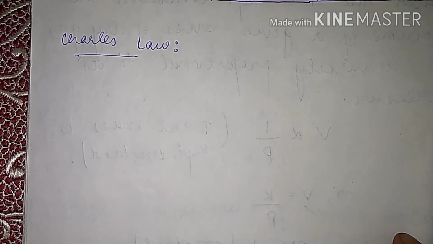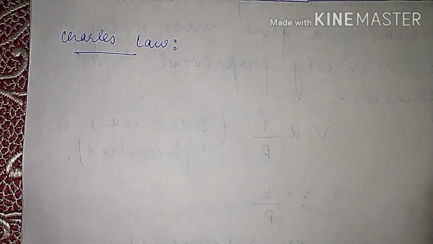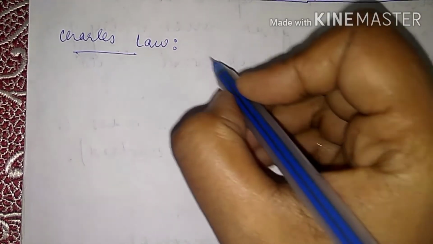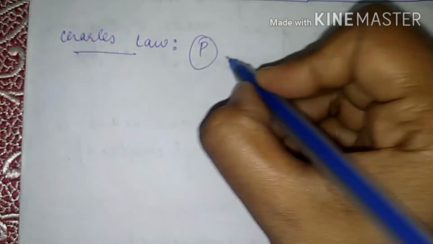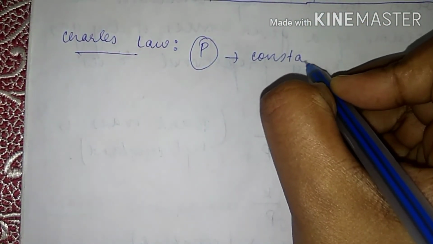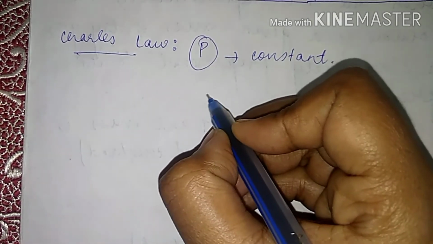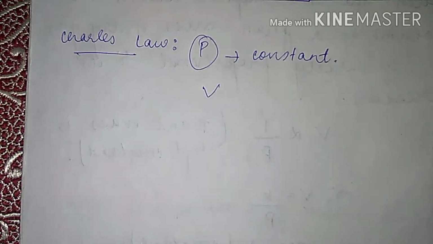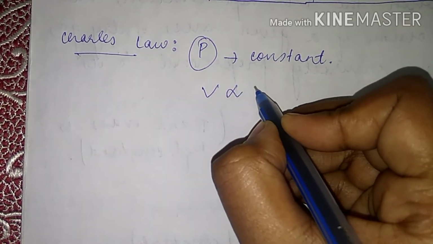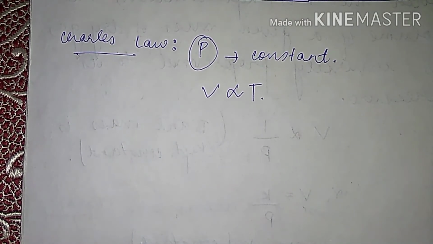Now the second gas law which we will discuss is Charles' law. Another scientist named Charles discovered that when the pressure of a gas was held constant, the volume of a given mass of a dry gas is directly proportional to its absolute temperature. It means that when the pressure was kept constant, the volume of a given mass of a dry gas is directly proportional to its absolute temperature.